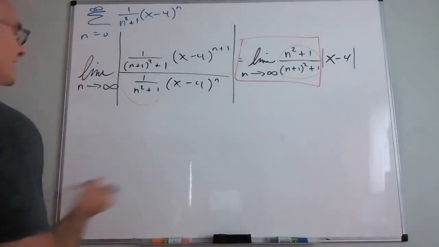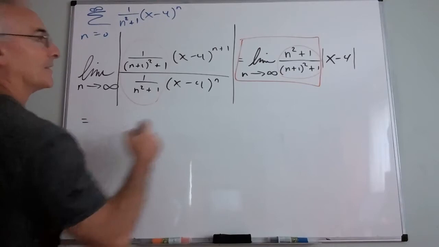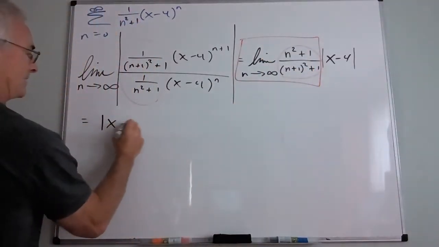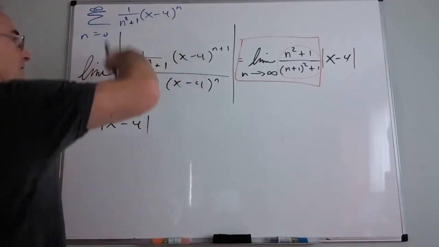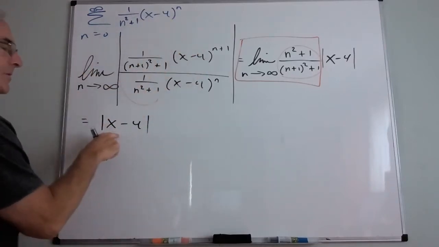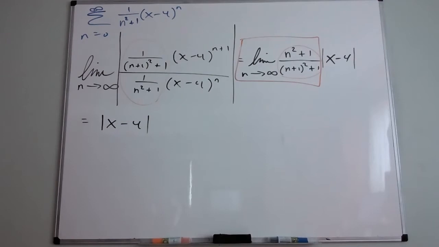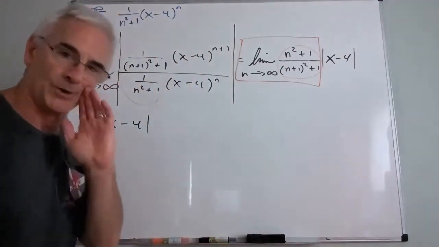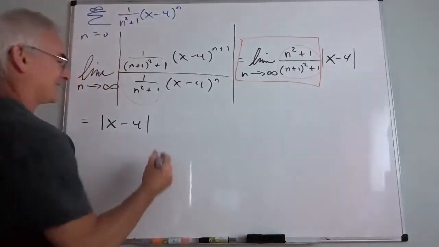Okay. So what is that limit right now? Just one. Second degree polynomial over second degree polynomial, that's just one. So that means when I take the ratio of consecutive terms, I get just this. This is a ratio test. So what do I want to do with this quantity? Hint, hint. What do I want to compare it to? 1.